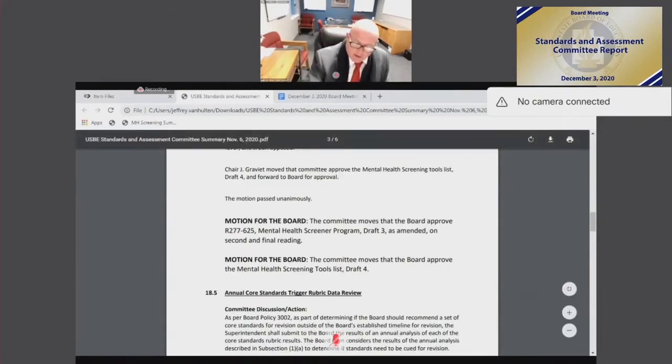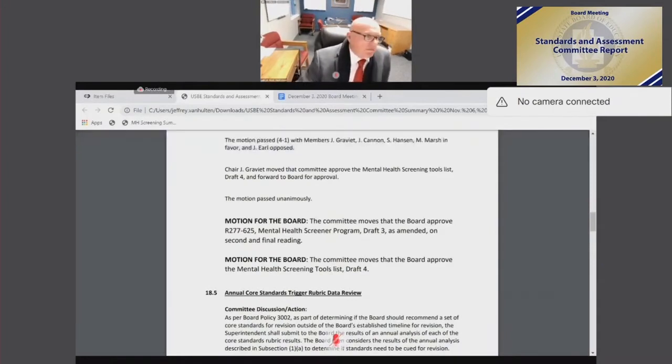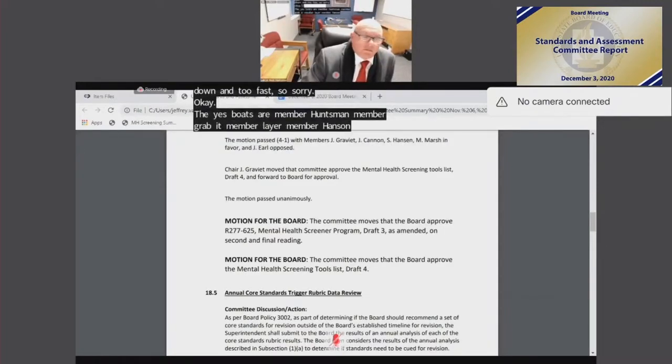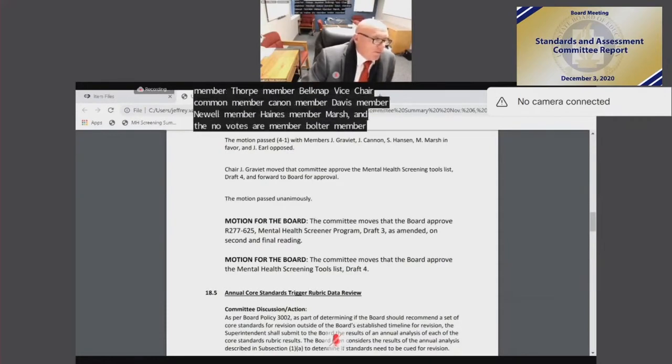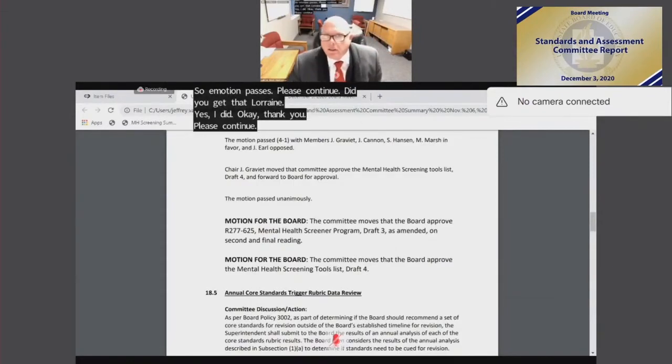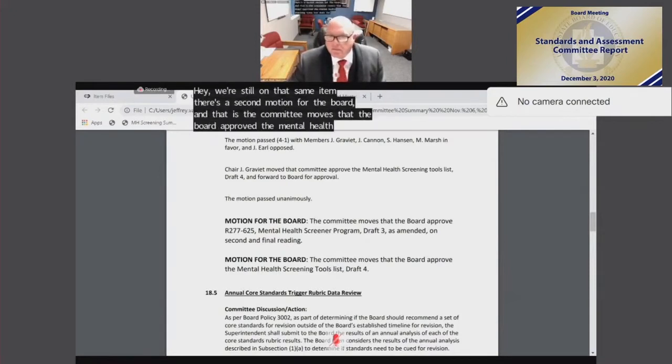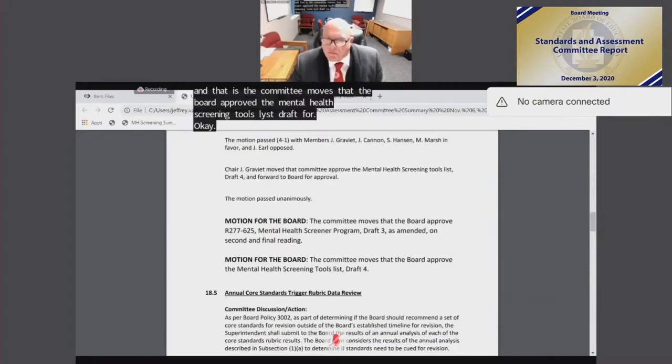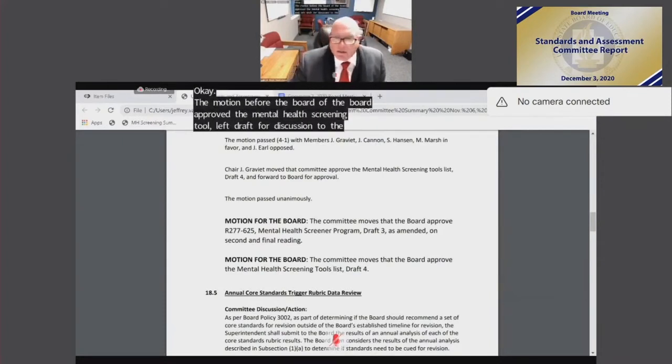Okay, we're still on that same item. There's a second motion for the board, and that is the committee moves that the board approve the mental health screening tools list, draft 4. The motion before the board is that the board approve the mental health screening tools list, draft 4. Discussion to the motion. Seeing none, board members, please vote. The voting is complete and the motion passes unanimously.